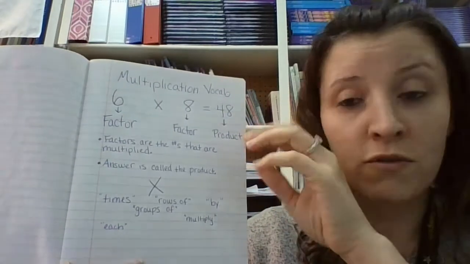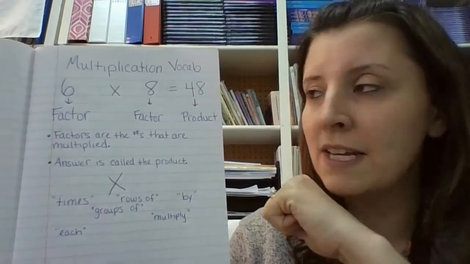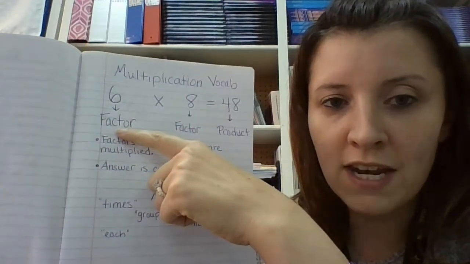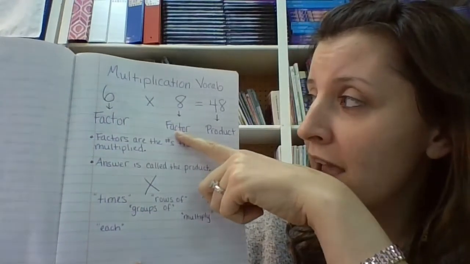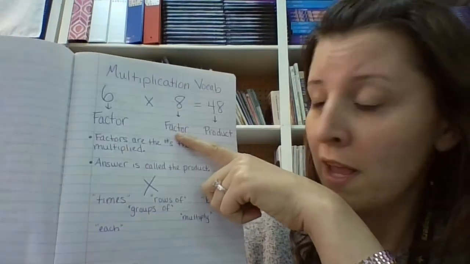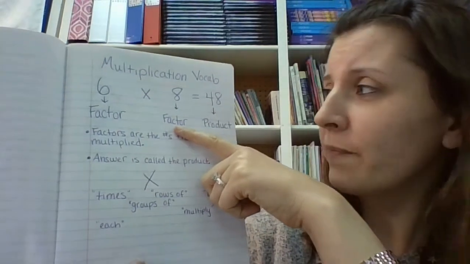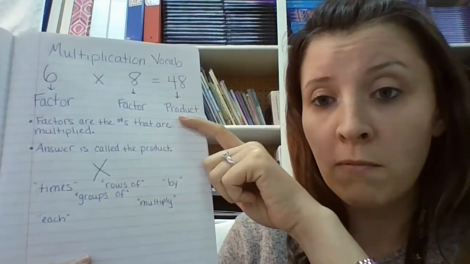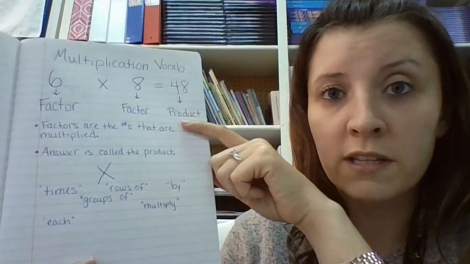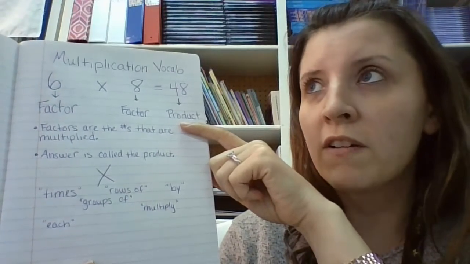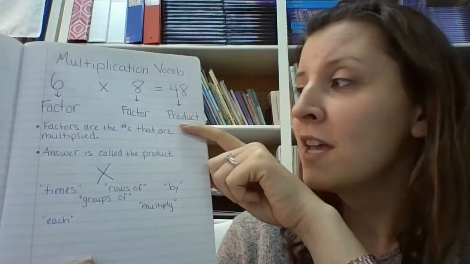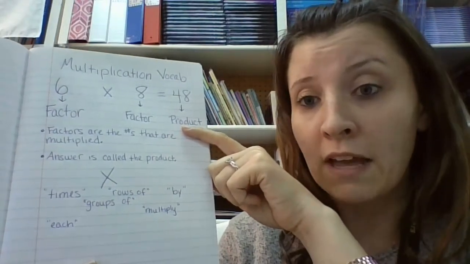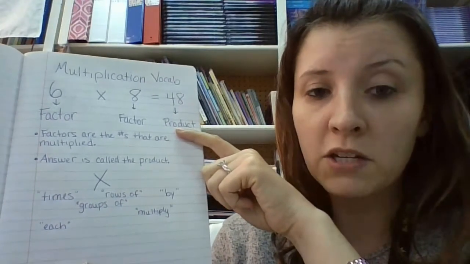Any two numbers or three numbers or four numbers, any numbers multiplied together are called factors. That's where you see underneath my 6, I have an arrow and it is called a factor. Next, I have the 8. That is another number that's being multiplied and it is also called a factor. The answer is called the product. So if you see a word problem asking what is the product of these numbers, product means the numbers in that problem are to be multiplied together, because the product is the answer to a multiplication problem.